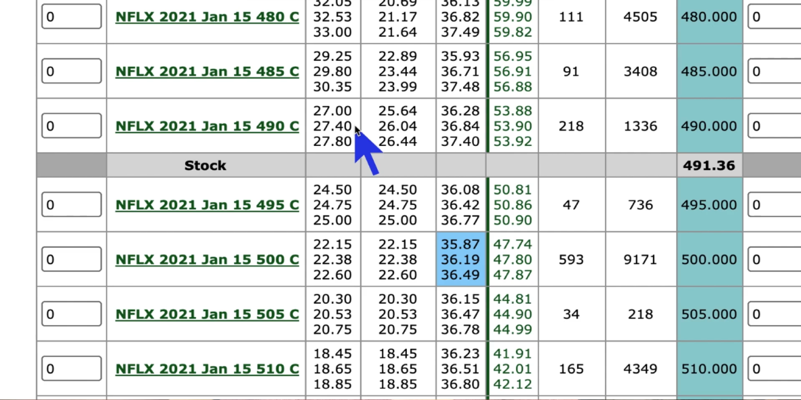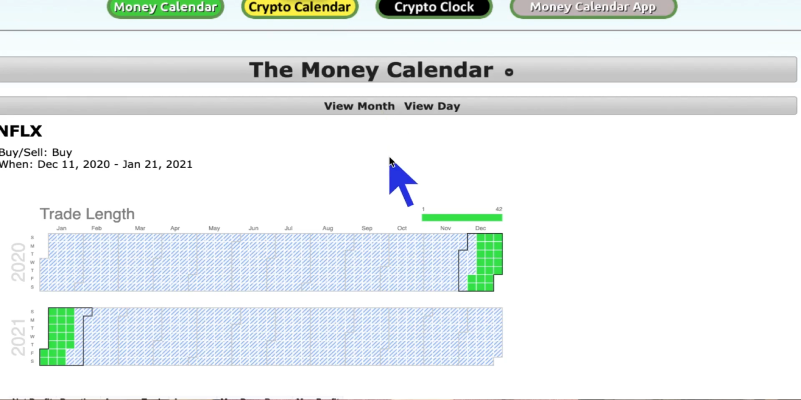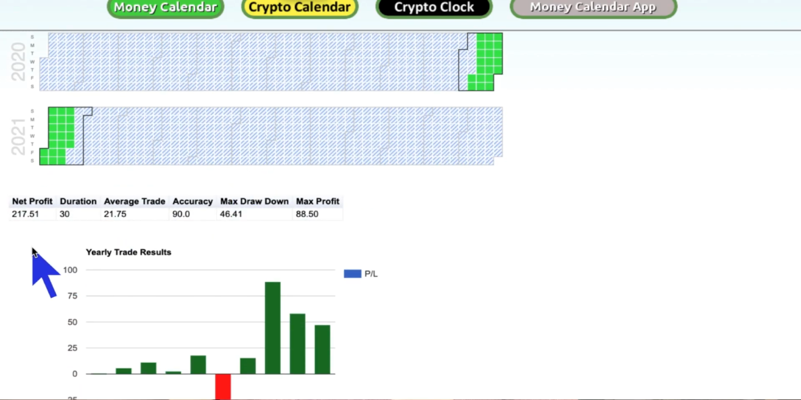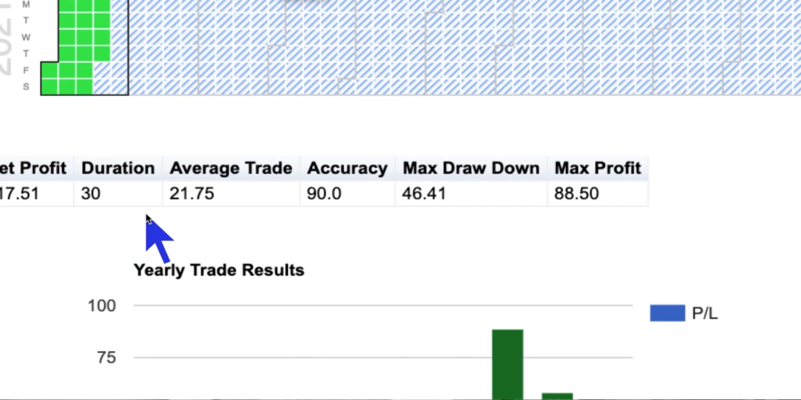Again, here's something else that I may be looking at spreading. Now, big question comes up. How do you determine which options to buy and which options to sell? Well, it goes back to the money calendar. You look at that opportunity, and what are we looking for? We're looking for this number right here. Average trade. So this makes it on average $21.75 during this move.